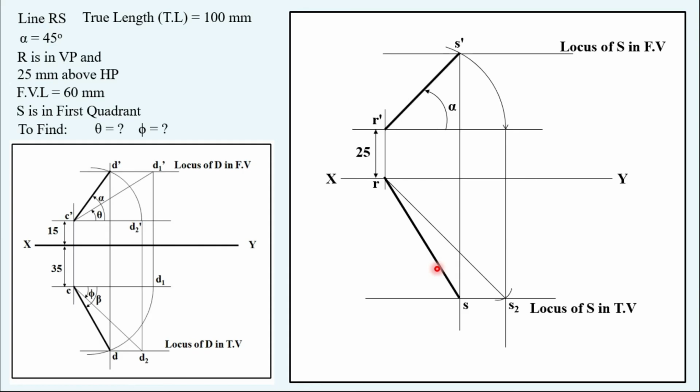Once you have obtained this top view, taking 100 mm in your compass as radius, keeping compass on R dash, cutting an arc on the locus of S in front view, naming corresponding point, so it will be S1 dash, joining it. Now these are the angles theta and phi which are required to be found. You can measure these angles from here. That is your final answer.